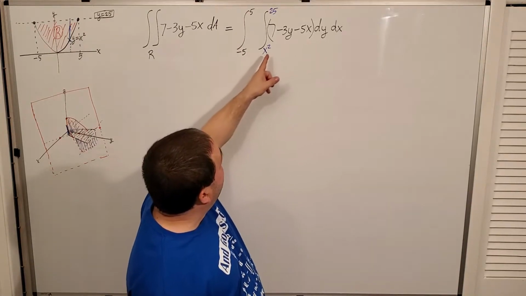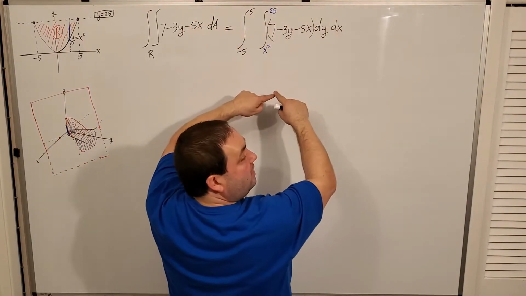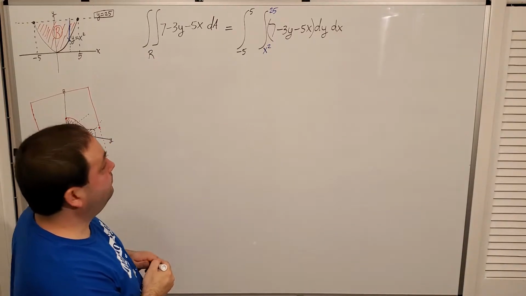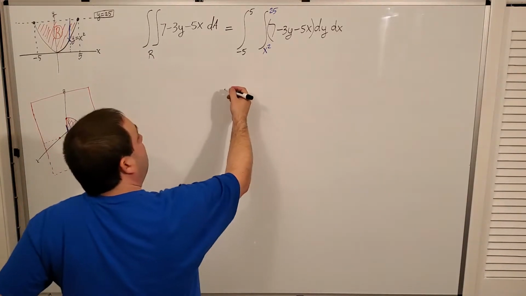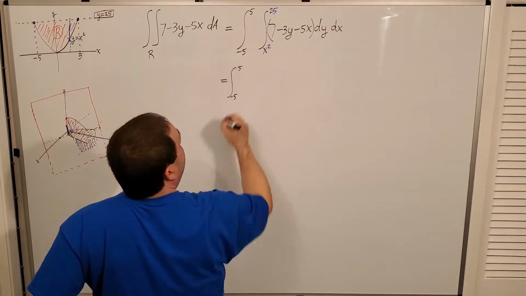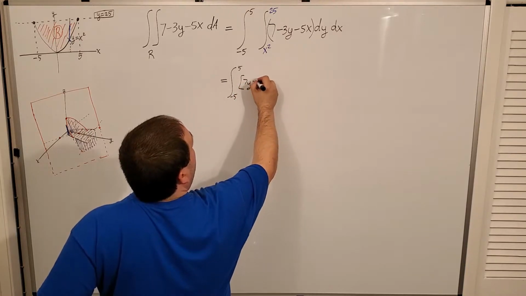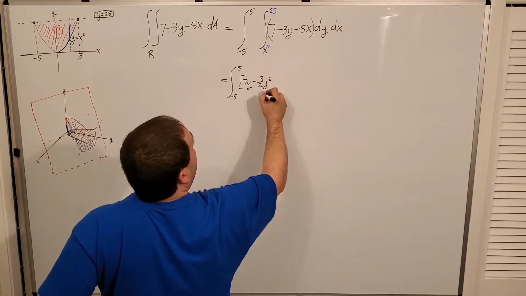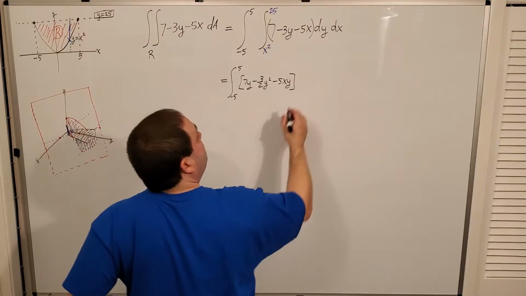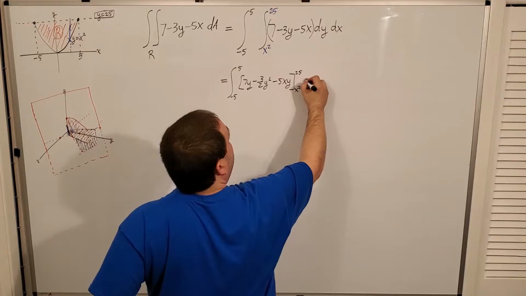Because y is going to depend on x, and then I'm doing an integral of x to sum everything up, okay? It needs to be in that kind of order. So then let's iterate our integral here. Integral from negative 5 to 5. I'm going to have 7y minus 3 over 2y squared minus 5xy. And y is being iterated from x squared to 25 dx.